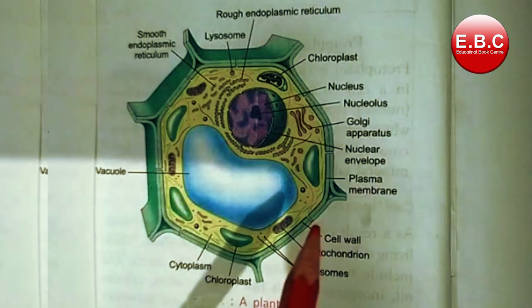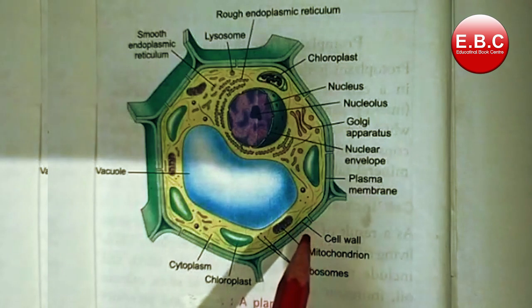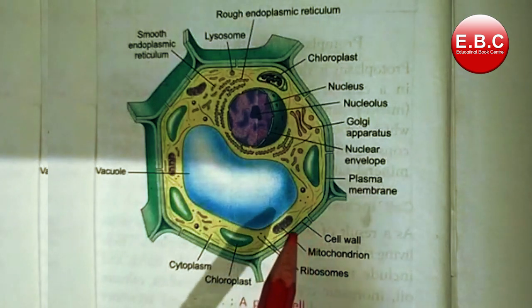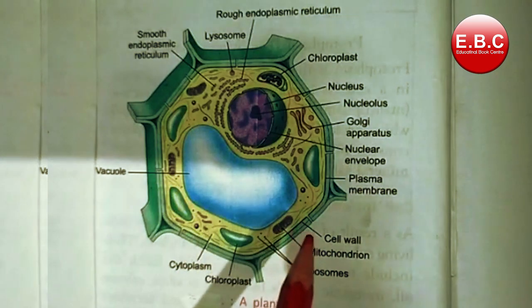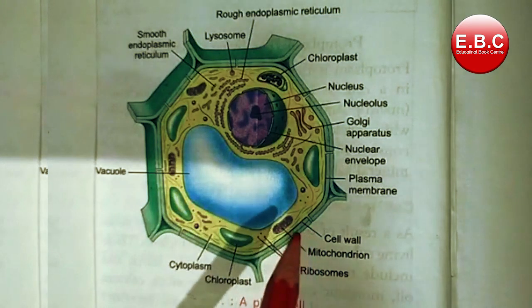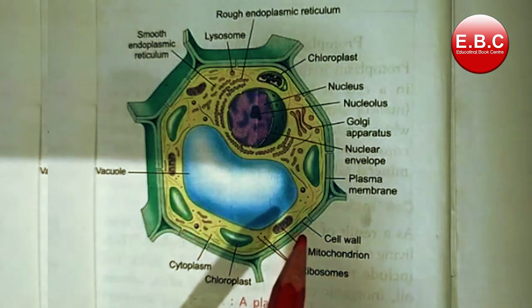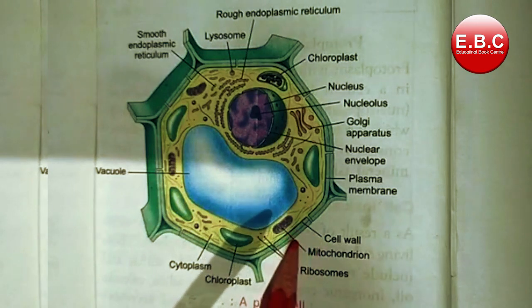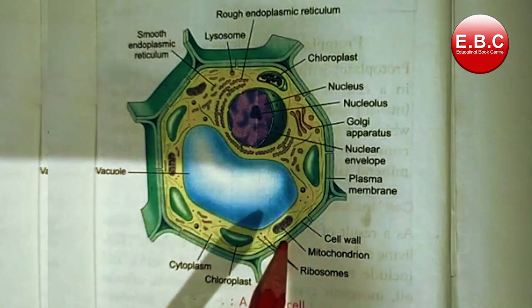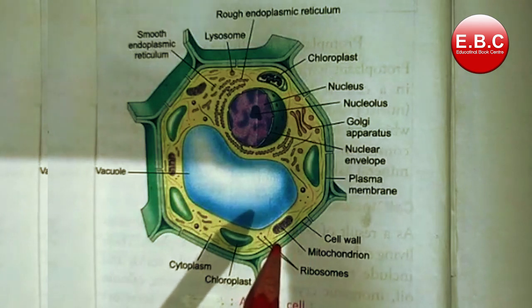Then cell wall. Cell wall is a rigid and protective covering. It is permeable in nature. It provides shape and rigidity to cells and allows entry and exit of substances. It protects the internal structures.